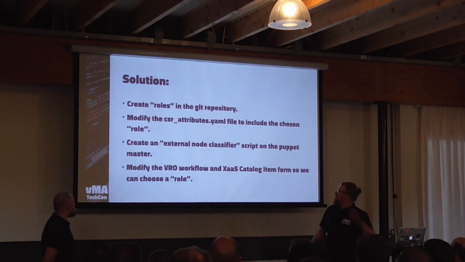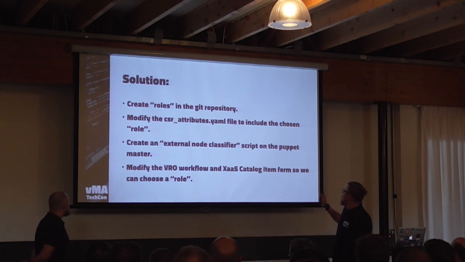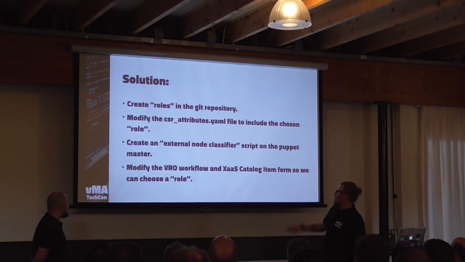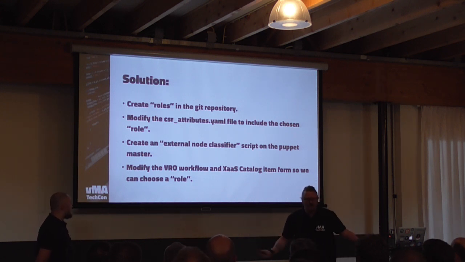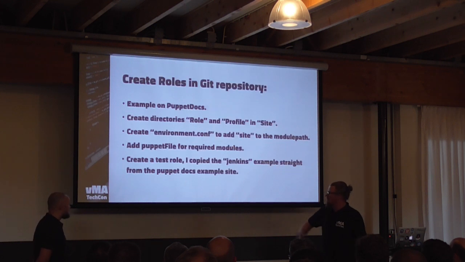So what we need to do is create roles in the Git repository, modify the csr_attributes.yaml file to include that role, and this is the fun bit, create an external node classifier, which is a script or an executable that gets triggered on the Puppet server with the name of the node, and then it gives us back some YAML. That's all it does. You can write your own, or you can take someone else's, doesn't matter. Last but not least, modify the vRO workflow and the catalog item so we can choose a role.